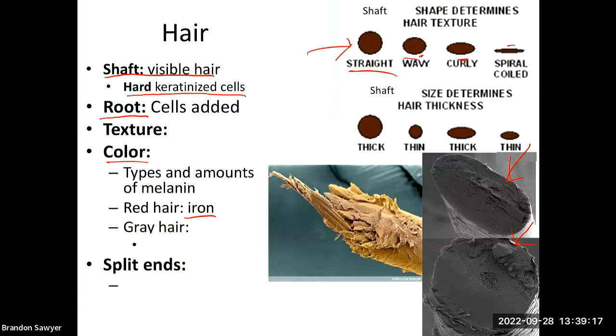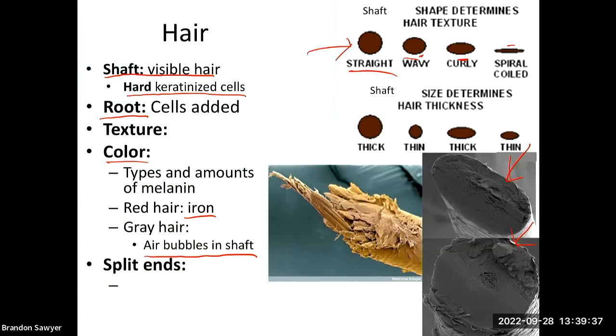But gray hair is also kind of interesting. Gray hair is when the melanocytes are not functioning properly anymore, and they are still making little vesicles that are supposed to be full of melanin. And then they put that into the cells in the hair, but they're not full of anything. They're actually just full of air.